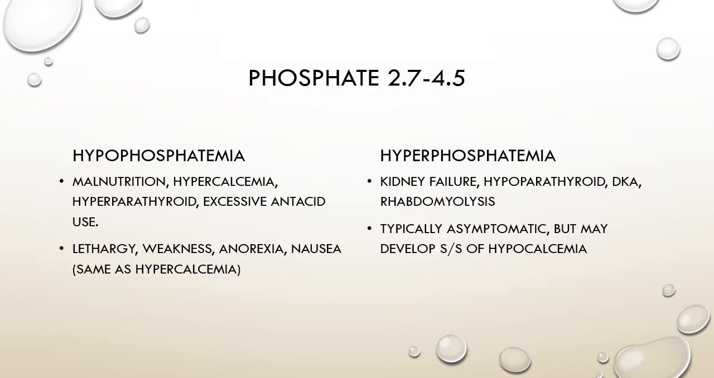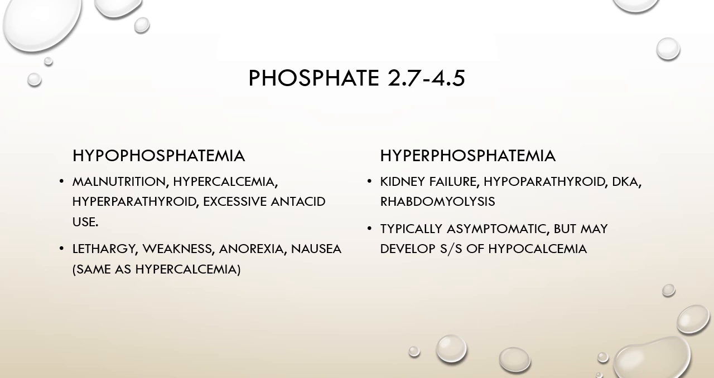As I said, phosphate has an inverse relationship with calcium. So hypophosphatemia is often caused by malnutrition or hypercalcemia, as well as hyperparathyroidism and excessive antacid use. Patients with hypophosphatemia have signs and symptoms similar to hypercalcemia: lethargy, weakness, anorexia, and nausea.